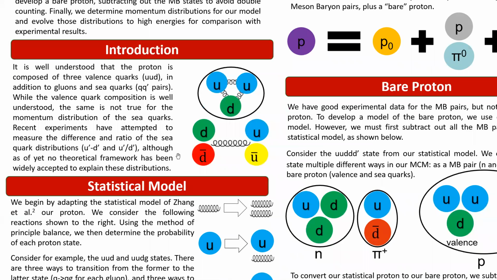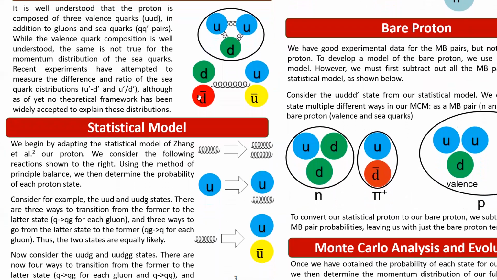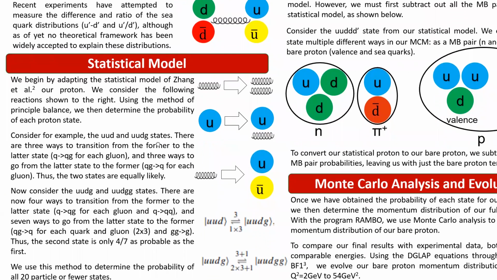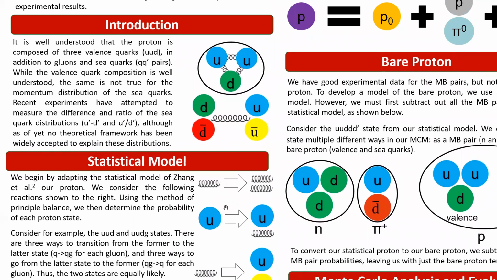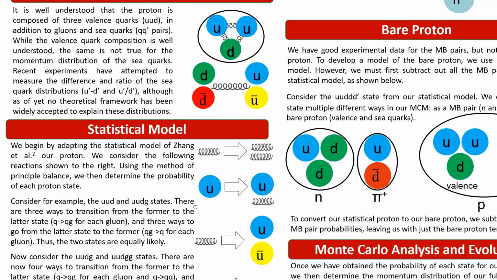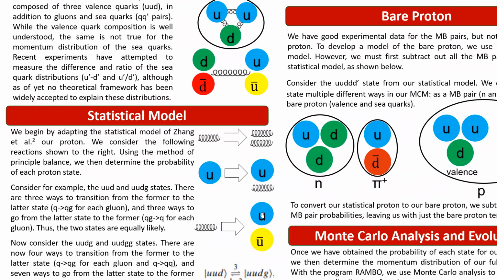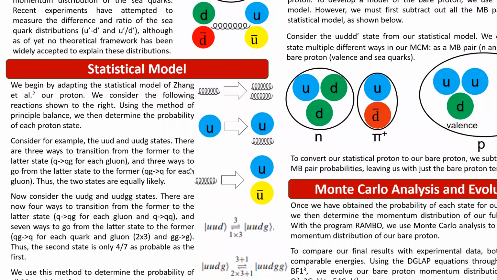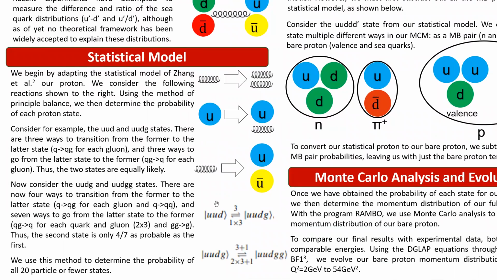So we started out by trying to recompose the proton using a statistical model developed by Zhang. In this model, we consider three reactions. We have a gluon that can split into two gluons. We have a quark that emits a gluon. And we have a gluon splitting into a quark-antiquark pair. So right here, this could be an up quark, it could be a down quark. Same with this one, an up or down quark-antiquark pair.